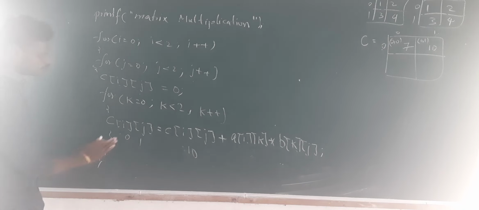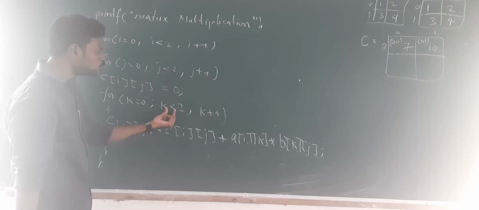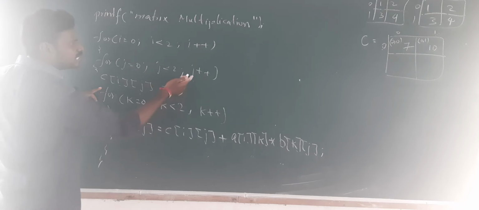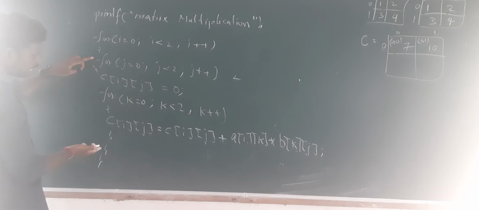Okay. Now, I will come out from this and I will be incrementing the value of K. K will become 2. 2 less than 2? No, it is not. I will come out from this. Now again I will be incrementing the value of J. J will become 2. 2 less than 2? No, it is not. I will come out from this.